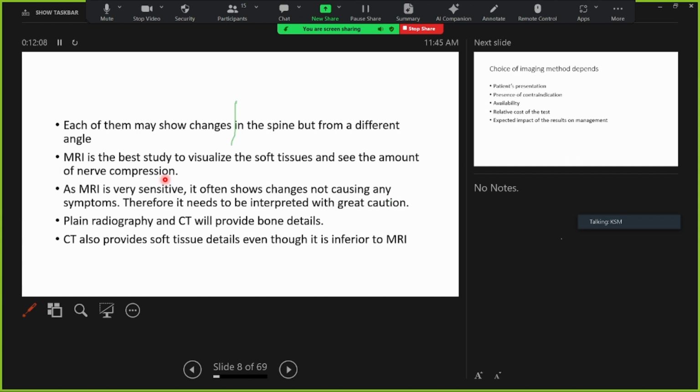So the MRI is so sensitive, sometimes when we are interpreting and reporting, we say a lot of abnormalities, but they may not be causing the backache, may not be related to backache. So it is very important to interpret with great caution.